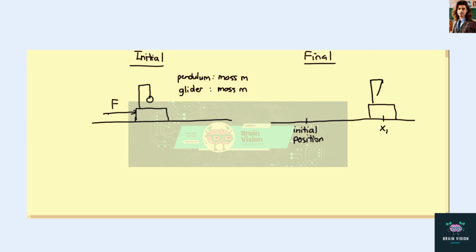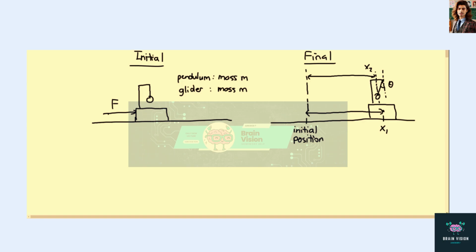The pendulum would move just before the force is removed. The pendulum would swing in this manner. So this is our x2. And x1 and x2 are measured from the initial position to the center of that object.